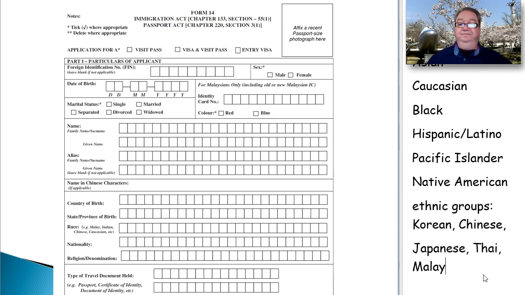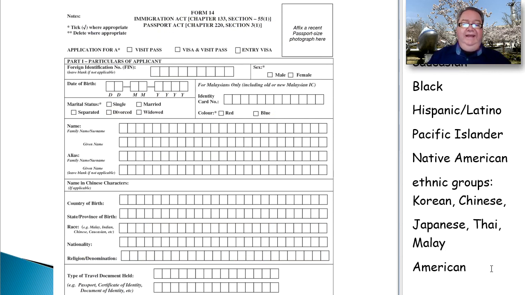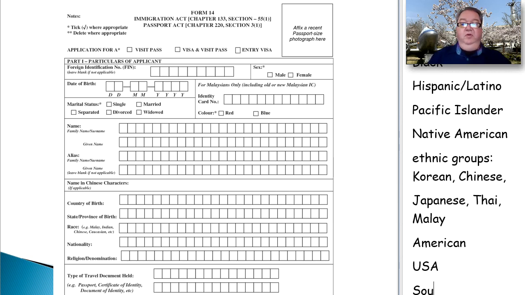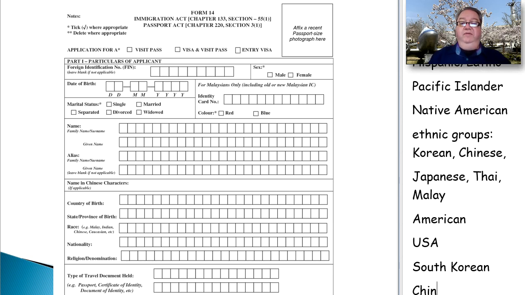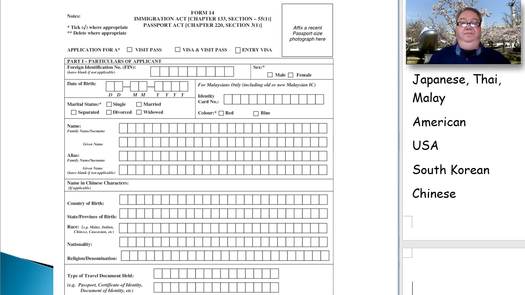Okay, nationality. I could write American, or again on a form like this, I would probably put USA. If you're from Korea, South Korea is a country, so you'd write South Korean. Or if you're from China, China is the country, you would be Chinese. Okay, that would be the nationality.